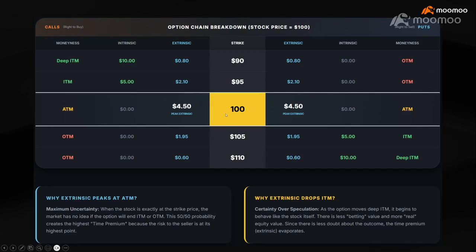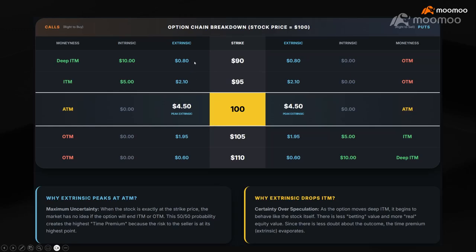If you look at the option chain, you will realize that the extrinsic value usually peaks at the money, because at the money, the strike price has a 50-50 chance to go in the money or out of the money. So the extrinsic value usually peaks here.